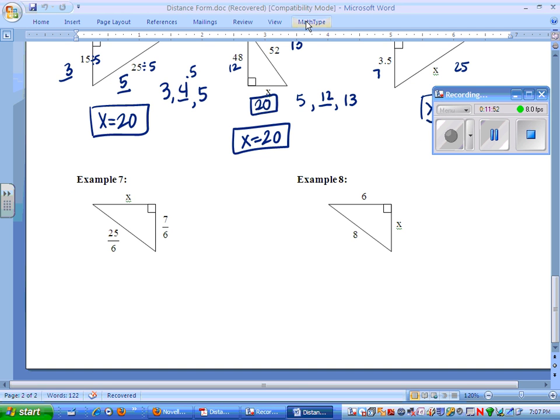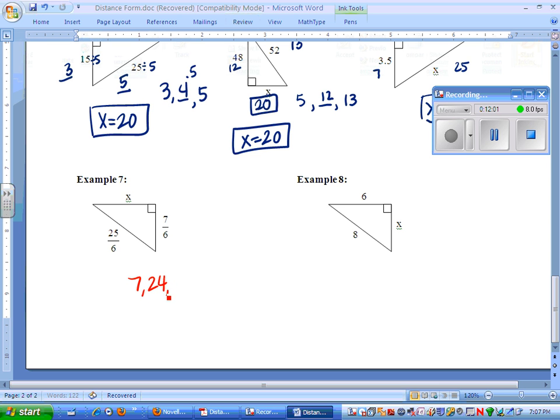And I'm back. Sorry, I had some technical difficulties. So this question right here, this is a 7, 24, 25 triangle. Remember, the 25 must be the hypotenuse because it's the largest side. Here's a 7, which means this side has to be 24. However, since all these numbers are divided by 6, we're going to take 24 divided by 6, which simplifies to 4. So in this problem, x equals 4.